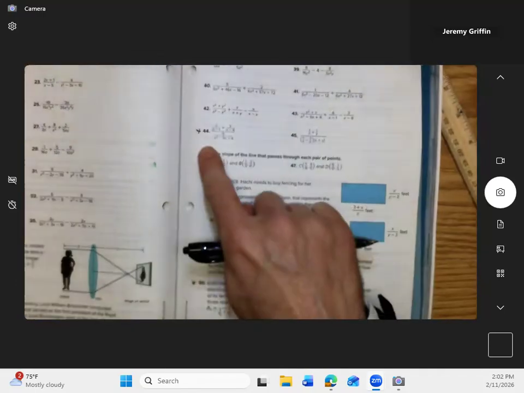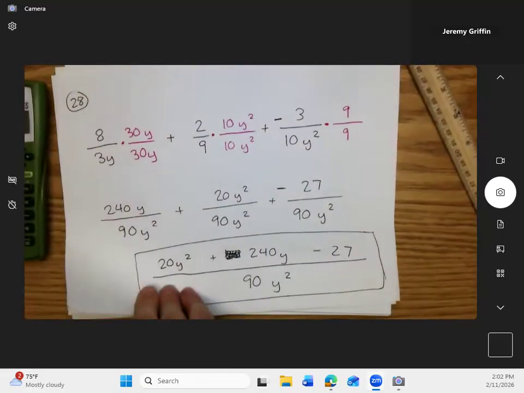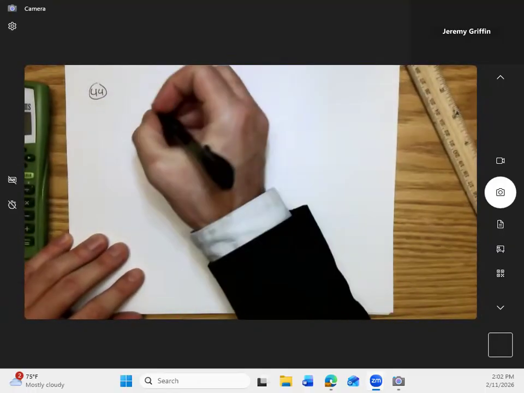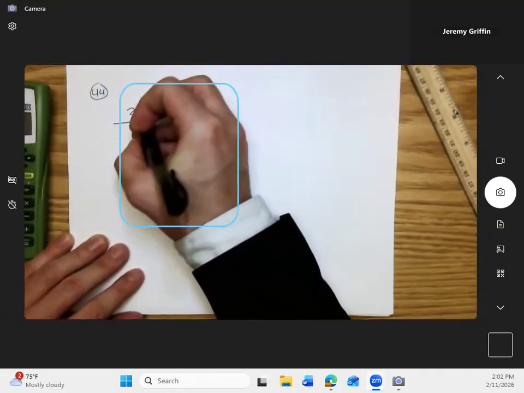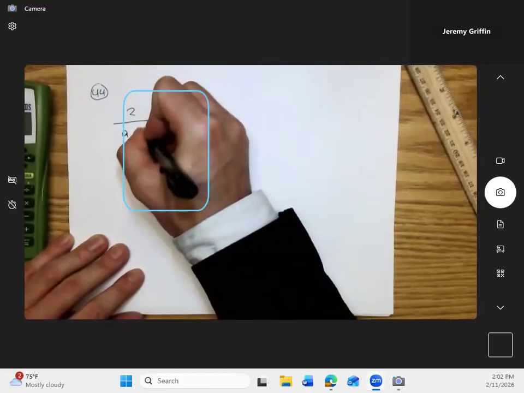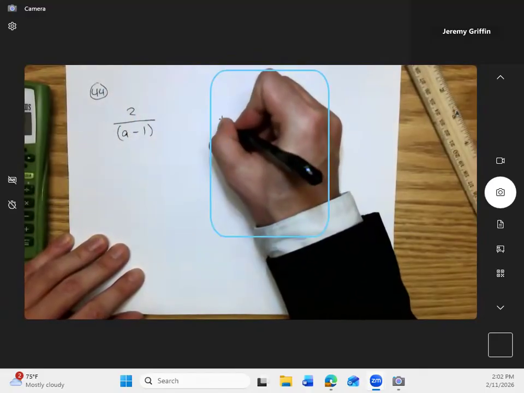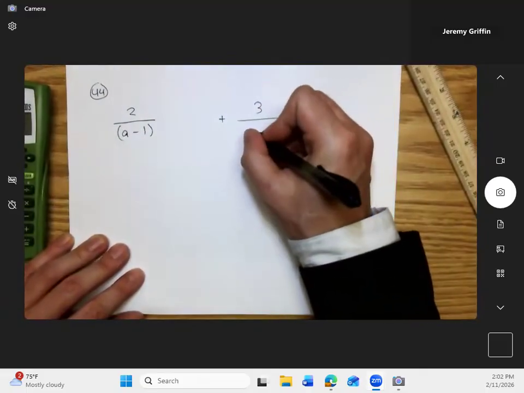Alright, let's go over here to number 44. We're going to copy this out of the book. Number 44. Alright, so I got 2 divided by a minus 1. Then leave some space. Let's do a plus, and then 3 divided by a minus 4.